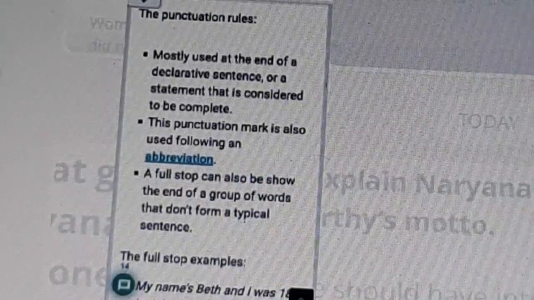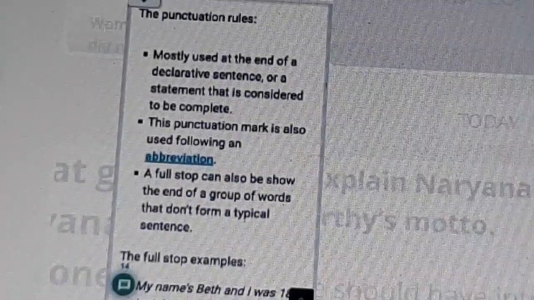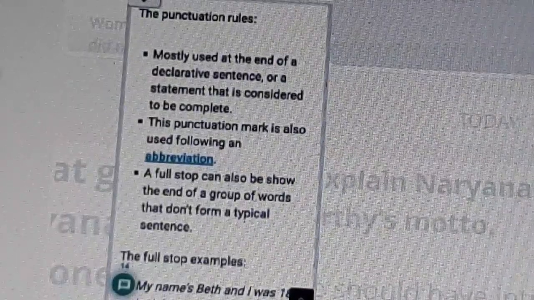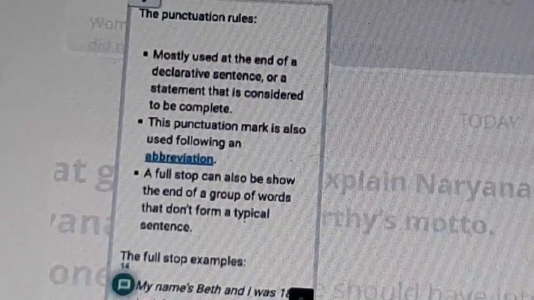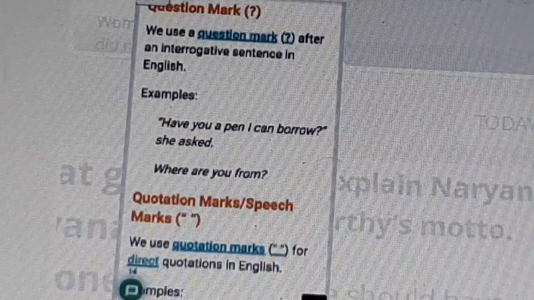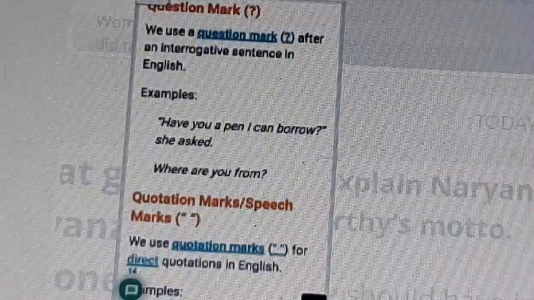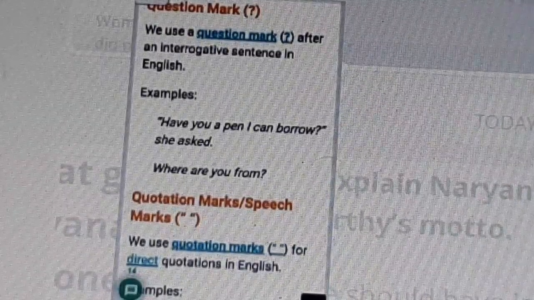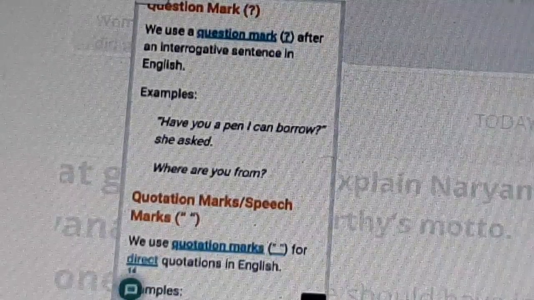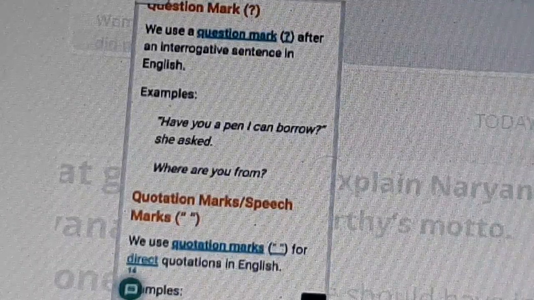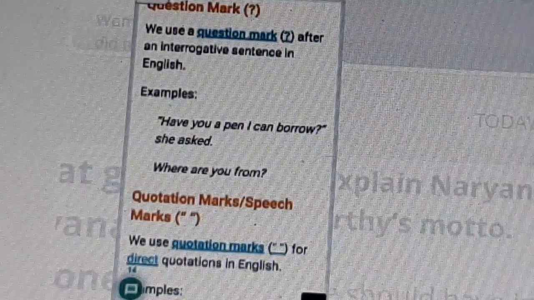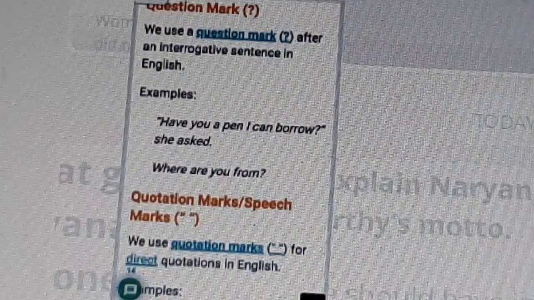The punctuation mark is also used following an abbreviation. Another, a full stop can also be shown at the end of a group of words that don't form a typical sentence. Question mark. We use a question mark after an interrogative sentence in English. "Have you a pen I can borrow?" she asked. Here we put a question mark after the question. Where are you from? There we put a question mark.